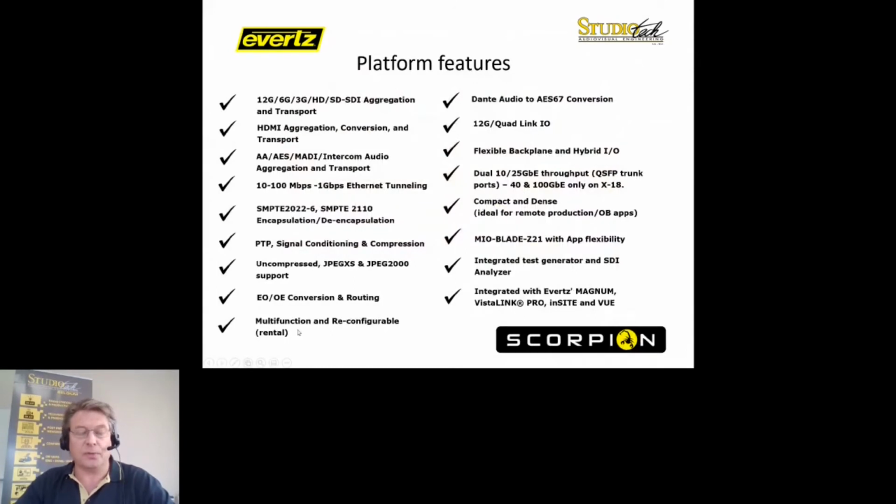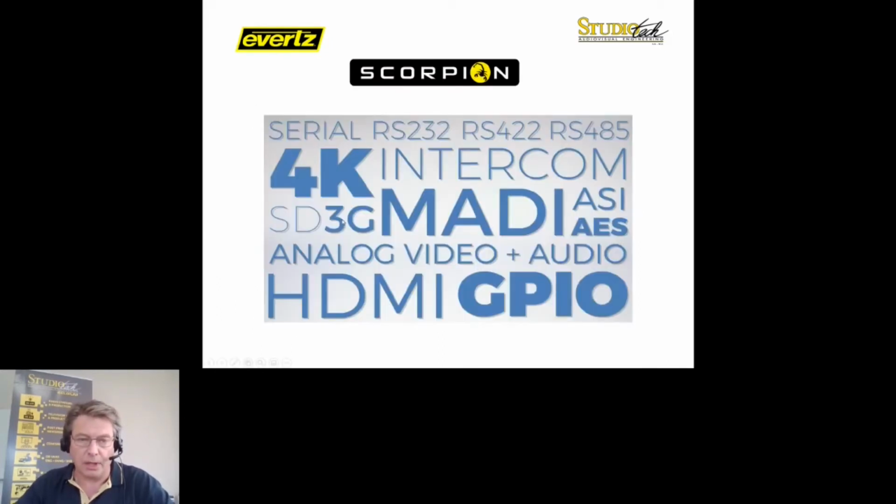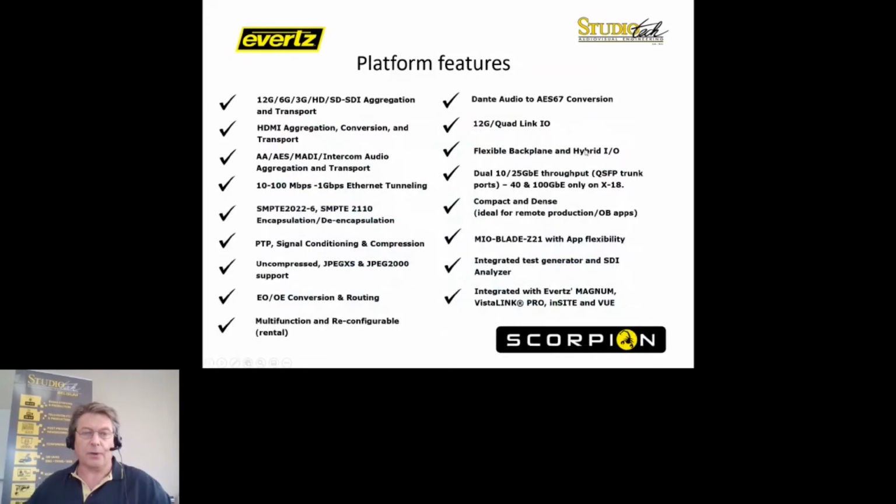What are the features of this platform? It supports all interfaces that you can think of. It goes from SD to HD to 3G to 12G. All these signals can be aggregated and transported over trunk lines, for which there are SFPs in the Scorpion platform or in the device. It does HDMI aggregation and transport as well over fiber.